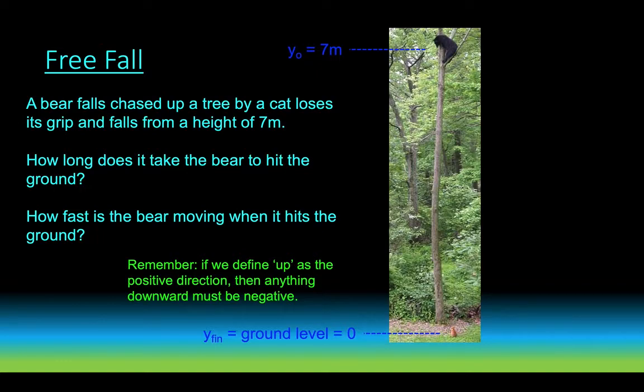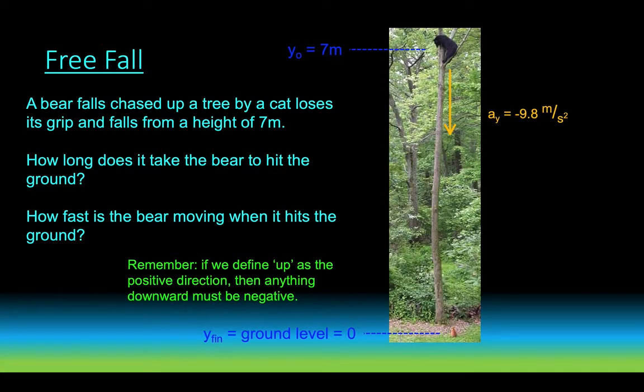Now, acceleration pulls the bear downward. So acceleration due to gravity is going to be -9.8. 9.8 is the strength of the acceleration due to gravity, and I have negative because Earth's gravity is pulling the bear in the negative y direction.